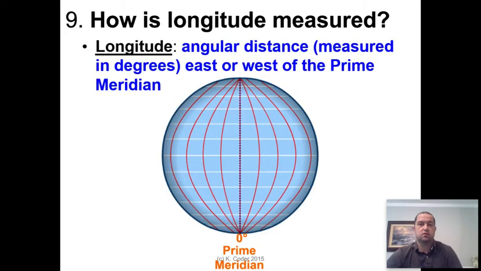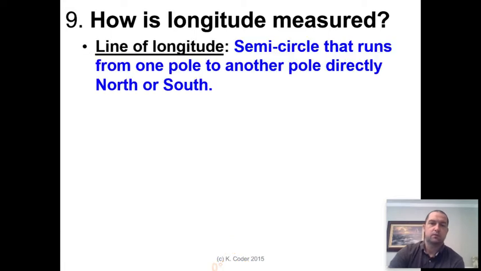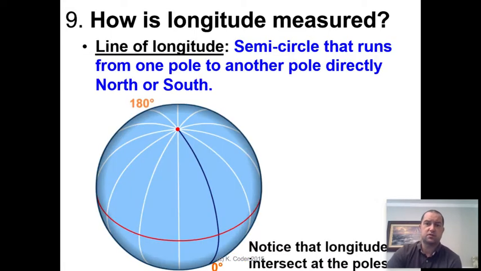How is longitude measured? Longitude is the angular distance measured in degrees going east or west from the prime meridian. Another way of saying east is to the right and west is to the left. And what's this prime meridian? The prime meridian is a line like the equator, of where it's 0 degrees. Now, lines of longitude are semicircles that run from one pole to another pole directly north or south.